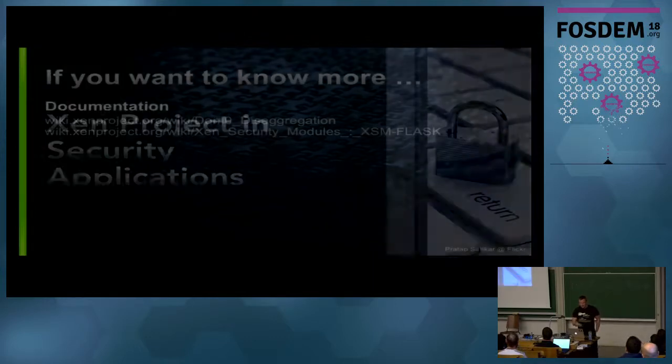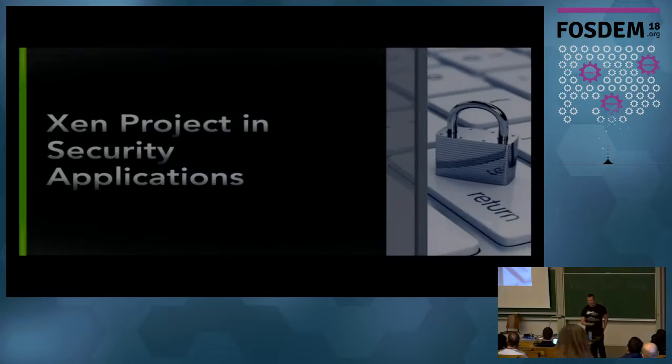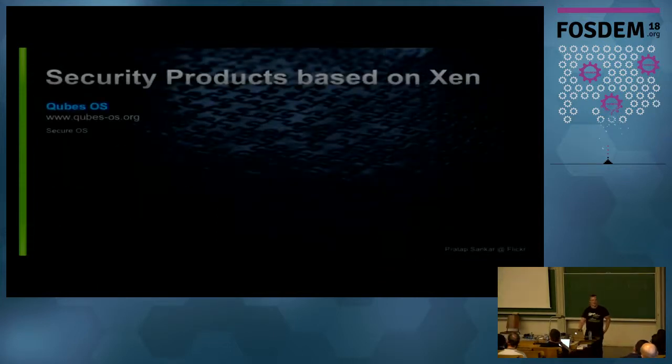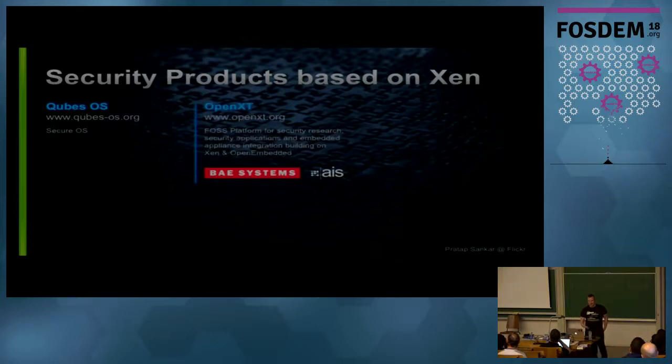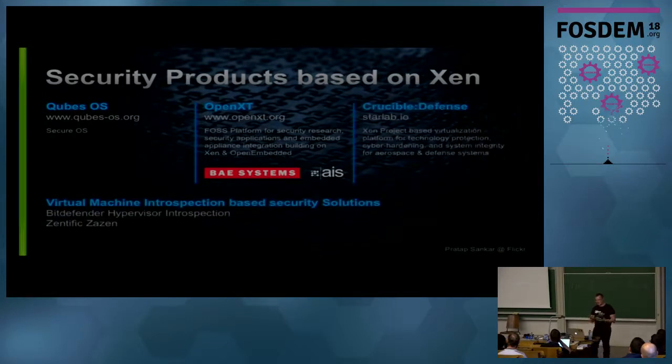So that's some of the terminology around security. I want to look a little bit into how this actually works. We have a number of security-based products in Xen. There's Qubes OS. Qubes OS has a booth here at FOSDEM, so go find them if you're interested. There's OpenXT, which is in some sense similar to Qubes OS. It's an open source project which allows you to build Qubes OS type applications. And then there's a product called Crucible Defense from a company called Star Lab, and they're targeting military type applications. It's a kind of certified product and so on.